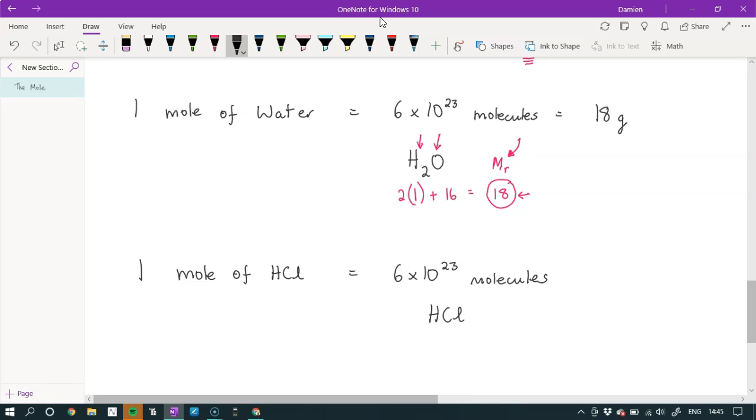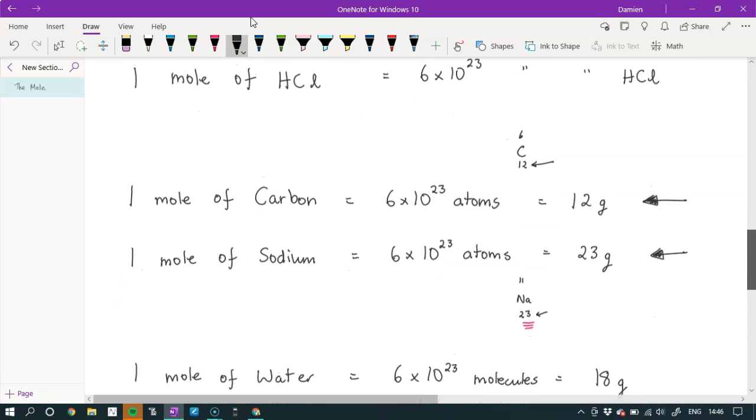HCl then, if you want to work out MR for that, so you go to hydrogen. Hydrogen is 1 on the periodic table, plus the chlorine we saw earlier on is 35.5. So that gives you a total MR, or molecular mass, the mass of 1 molecule of it, is 36.5. So that means 1 mole of HCl is 6 by 10 to the 23 molecules, and it is 36.5 grams of HCl.